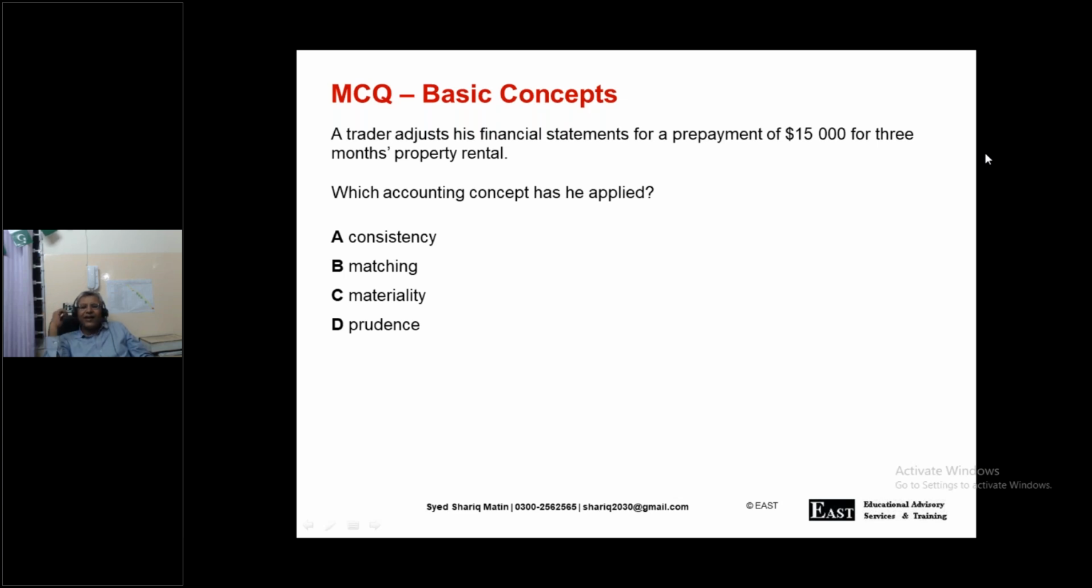Sir, can you hear me? Yeah, now I can hear you. Yeah, sir. So basically, I have applied the canceling concept over here. Yeah, that's not right. You're actually reducing the expense, right? It is not consistency because this does not apply to consistency, and this is not materiality as well. Materiality prudence talks about the amounts, right? A material level, and this is not prudence. So it is matching B. Okay, so one way of doing MCQ is to cancel out the other options. I've applied that way. That's fine with me.